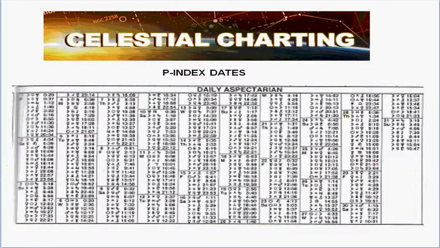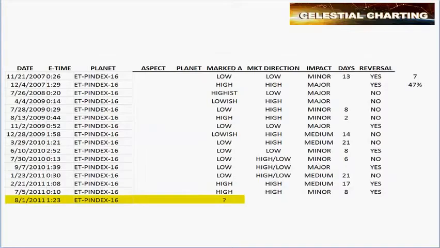Well, the one that I wanted to focus on today, folks, was the ephemeris time with the P-index date with 16 aspects or more, because that is what is occurring on August the 1st that I think is probably the most important aspect for us to take a look at. And again, what I've done here, I've laid this out. I've gone back, in essence, to 2007, and I've identified, did it mark a low? Did it mark a high?